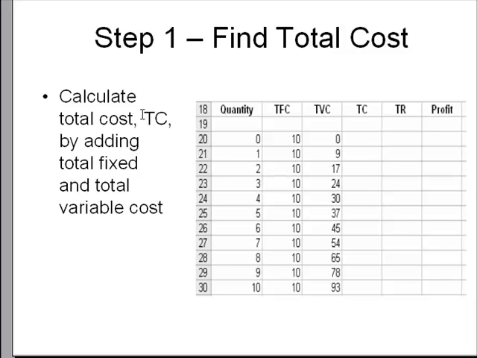Let's calculate the total cost, or TC, by adding total fixed cost and total variable cost together. Notice that total fixed cost is $10 at every output level because it is independent of our output, and that's why it's a fixed cost. Fixed costs might include such things as rent, for example.